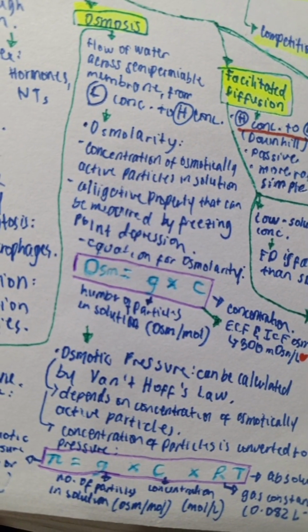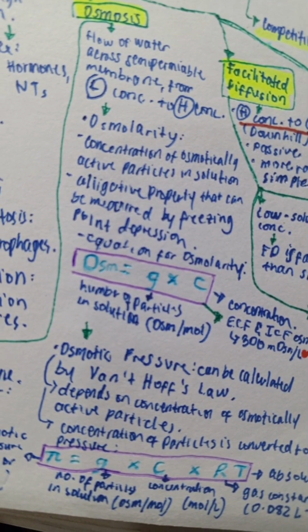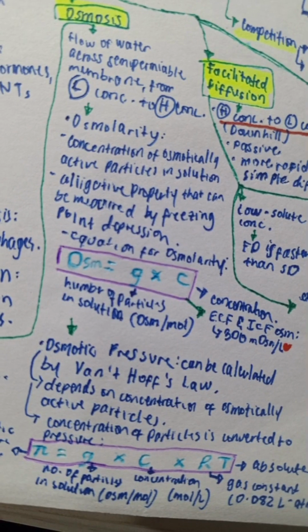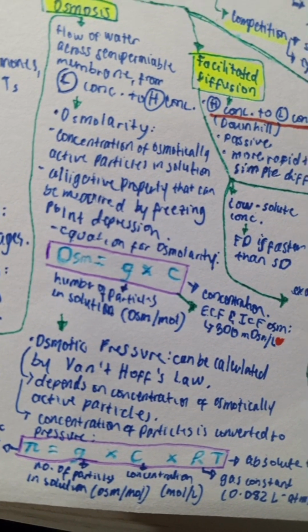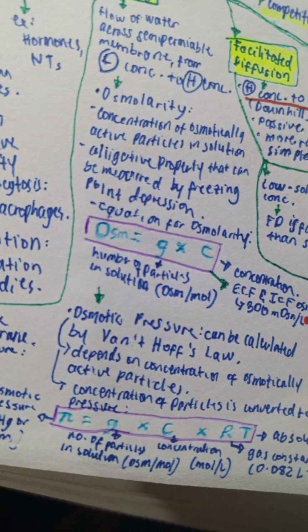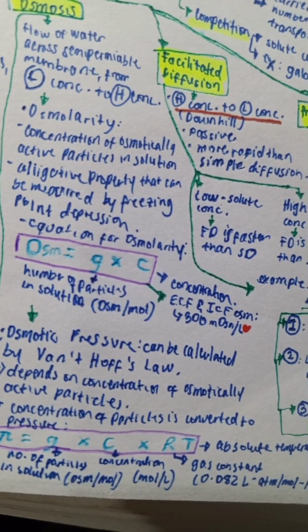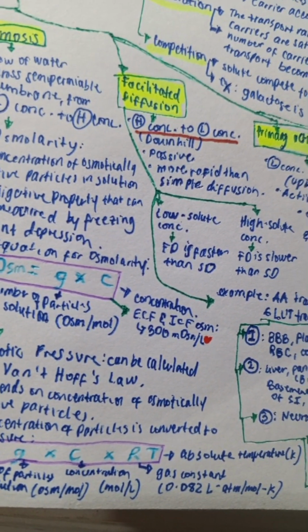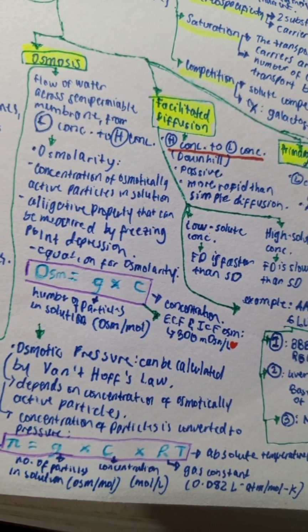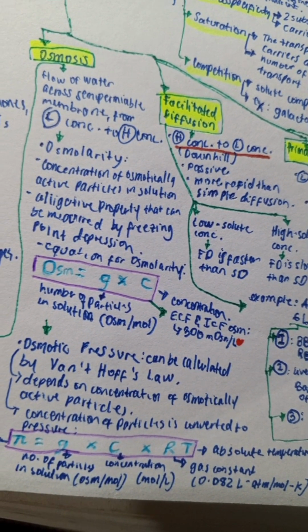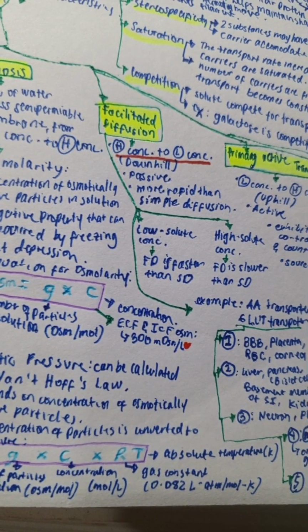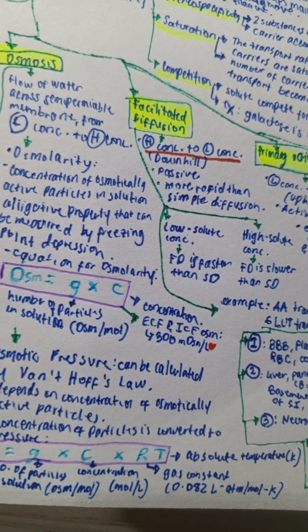And the osmotic pressure can be calculated by Van't Hoff's law. It depends on the concentration of osmotically active particles, and the concentration of particles is converted to pressure. So the osmotic pressure equals the number of particles in solution times the concentration times the gas constant, which is 0.082 liter-atm per mole-kelvin, and the absolute temperature.